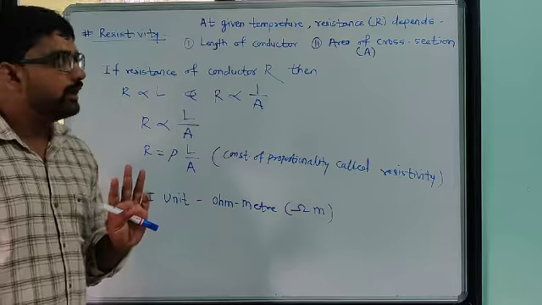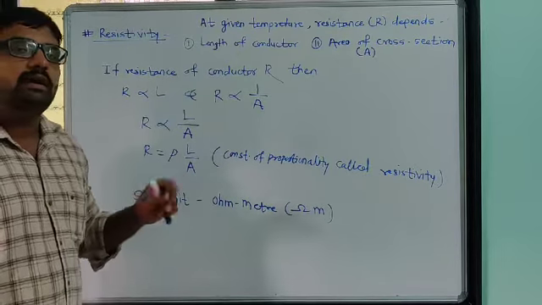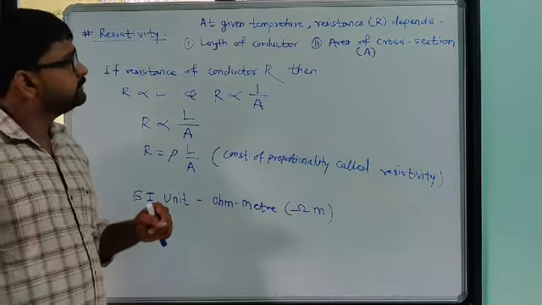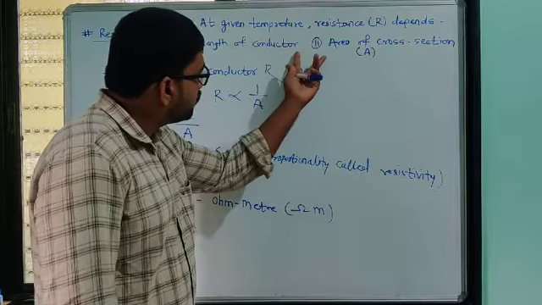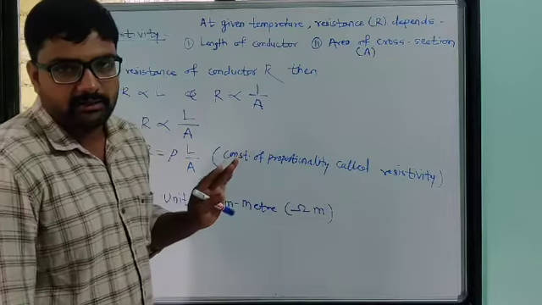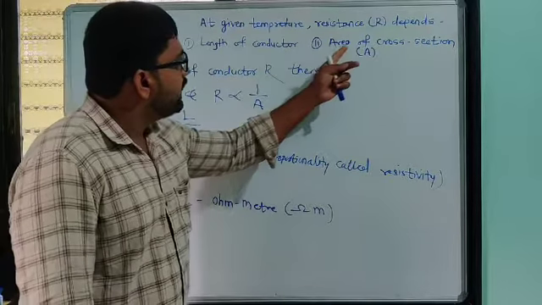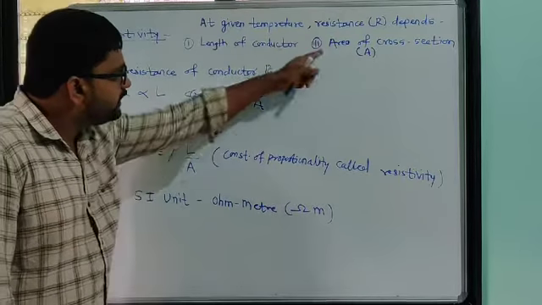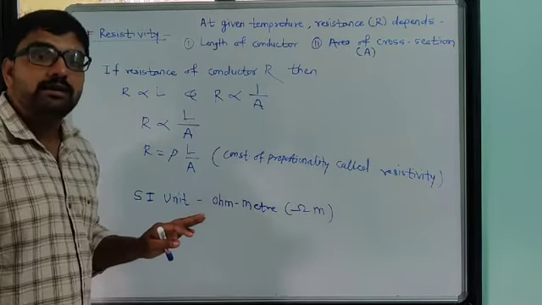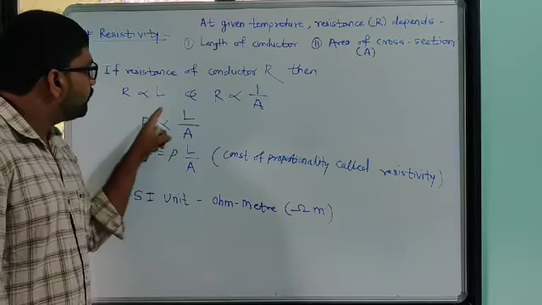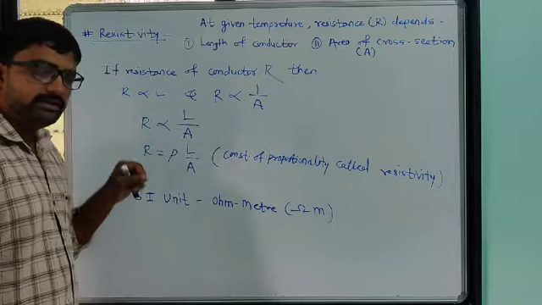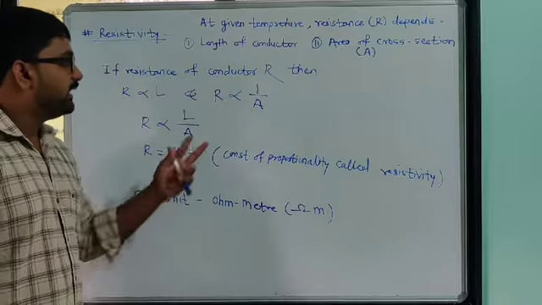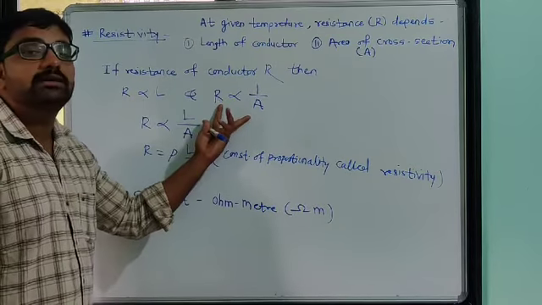depends on two terms. First of all, the length of the conductor, and second is the area of cross section of that particular conductor. Now these two factors are important in the resistance of a material: length of conductor and area of cross section. But the relations of these two terms with the resistance are different. The length of the conductor is directly proportional to resistance. Length of conductor and resistance have a direct relation, and area of cross section has an inverse relation.